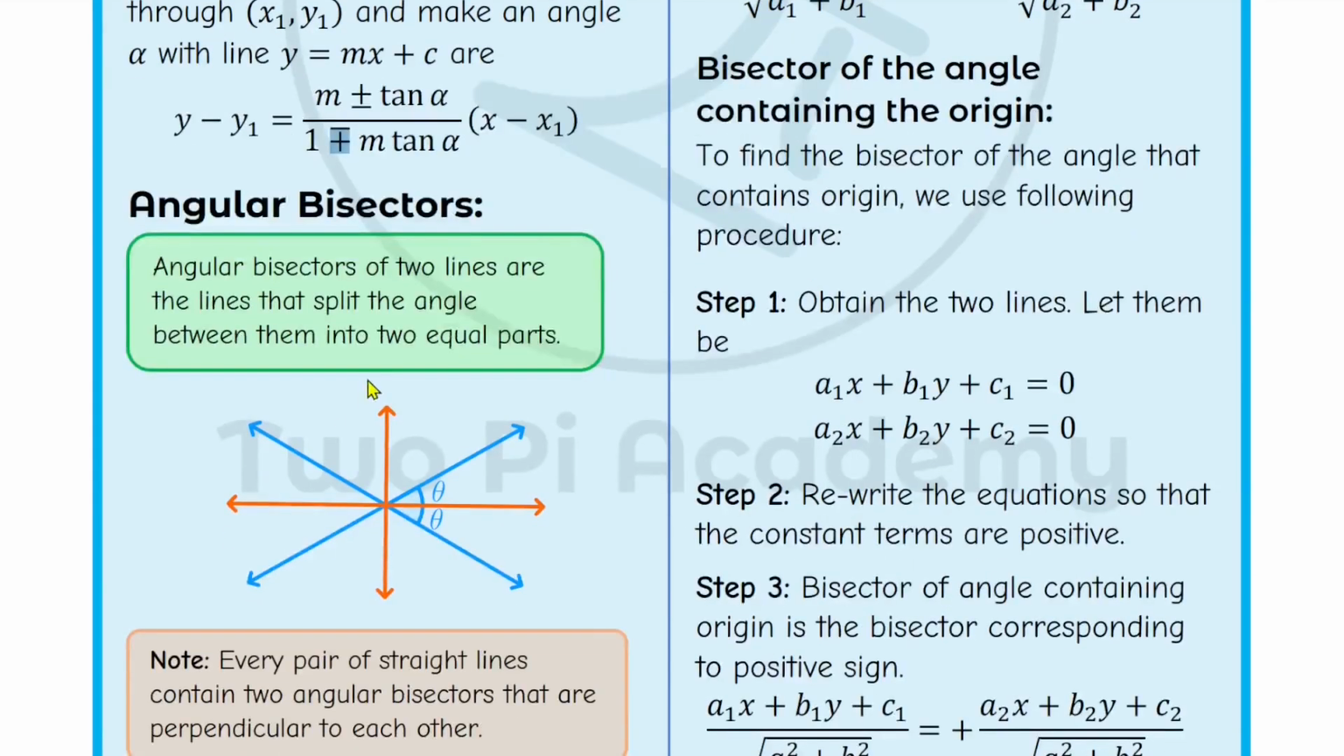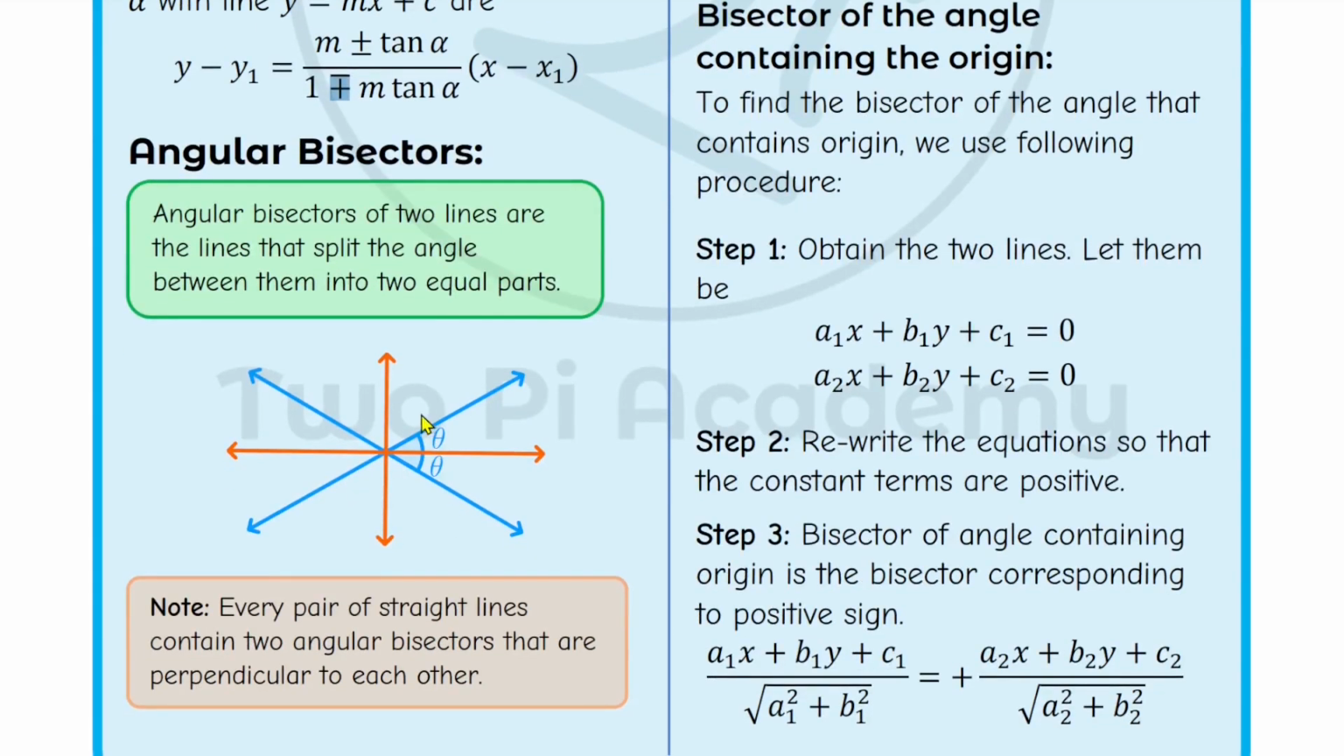And then we have the angular bisectors. Angular bisectors of two lines are lines that split the angle between them into two equal parts. Like see here, the blue lines are our given lines and the angular bisectors split that angle into two parts, right? Both of them are theta. And every pair of straight lines have two angular bisectors between them. Like there are two angles between lines, right? Each bisector bisects each of the angles. And these two bisectors will be perpendicular to each other.